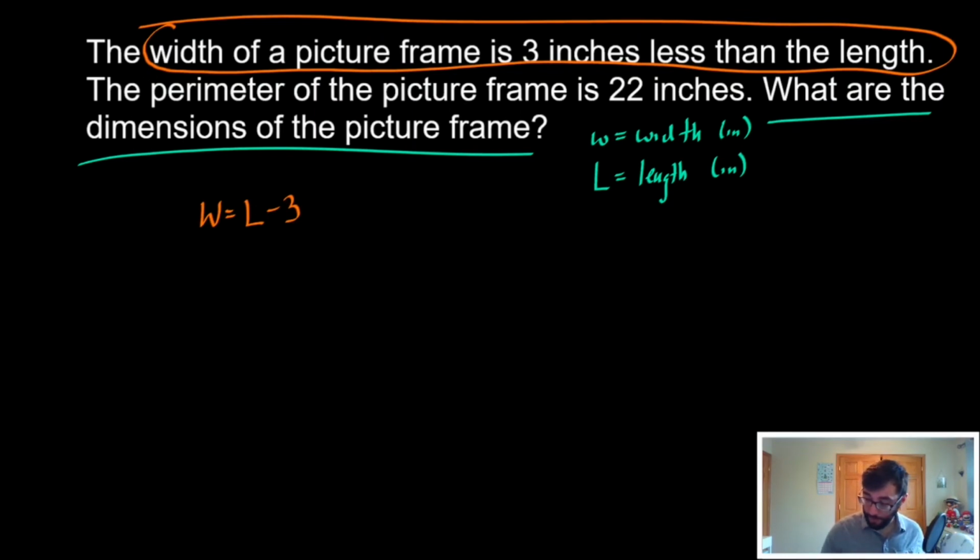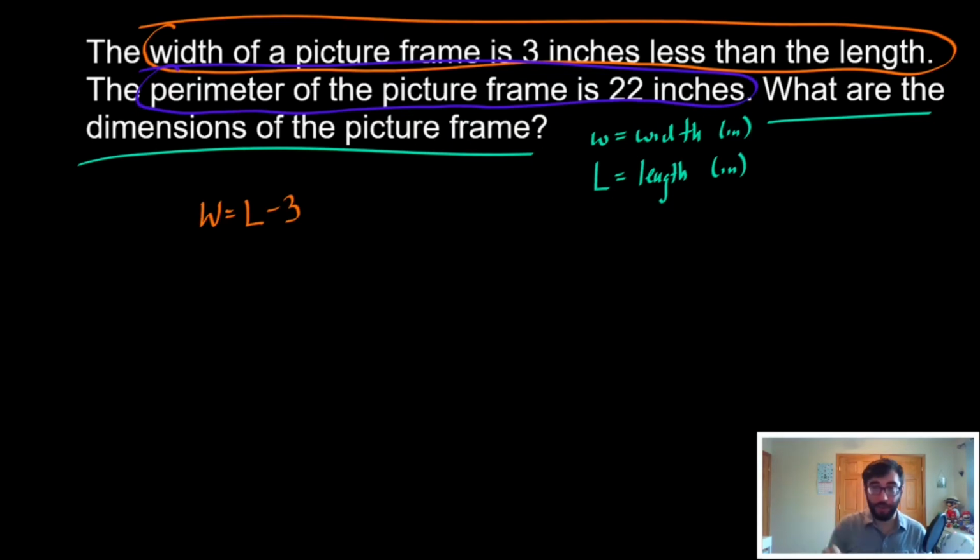Now, the other part of the problem is saying, okay, well, the perimeter of the picture frame is 22 inches. Well, you should remember perimeter is just when you add all the sides together, all right? And this picture frame, I guess I should have mentioned that this picture frame is rectangular. I probably should have mentioned that because now that I'm thinking, it could be like a circular picture frame. But I'm going to say this is a rectangular one. That's my bad. Sorry.